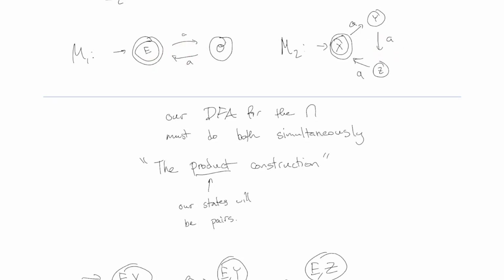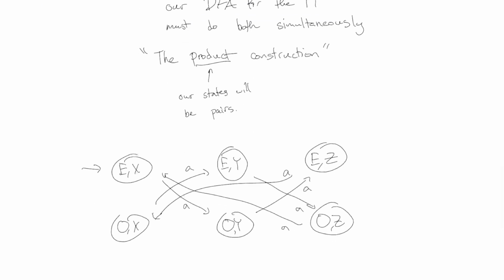So what that means is, in order to be accepting in the product machine, both parts of the pair should be accepting on the original two machines, which means EX should be the only accepting state over here. EX should be the only accepting state. All right? And this is the answer. This is actually a DFA which accepts the intersection of those two.